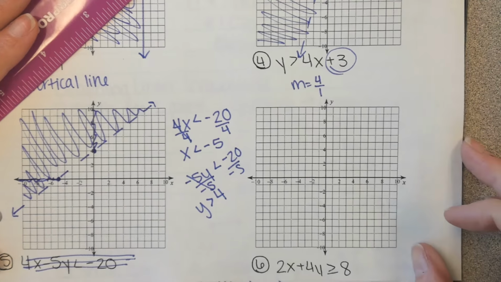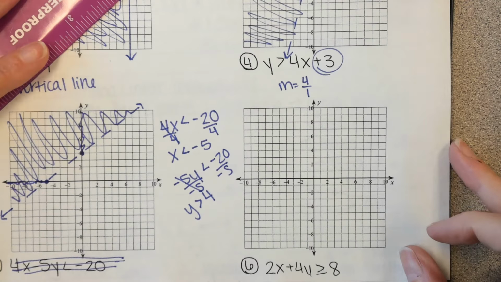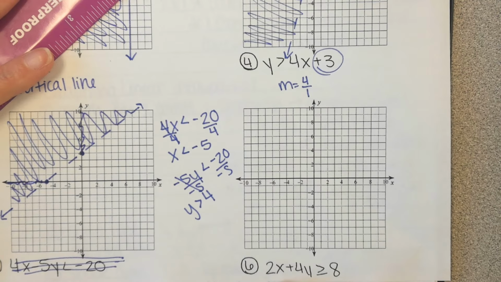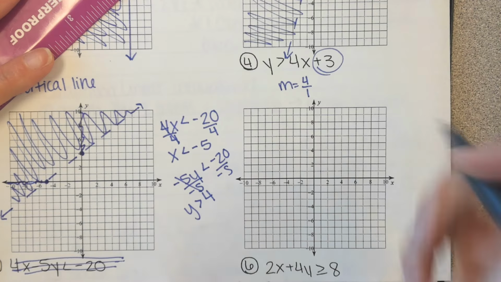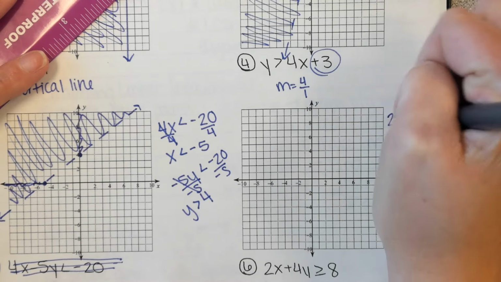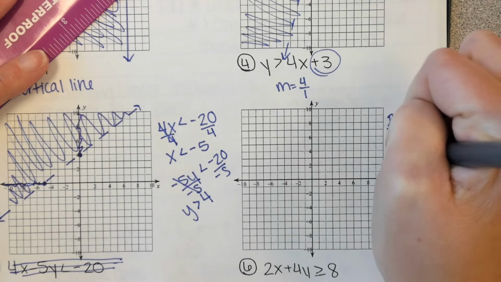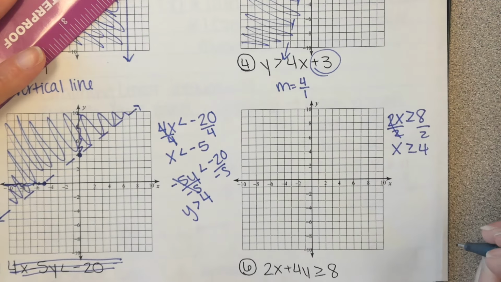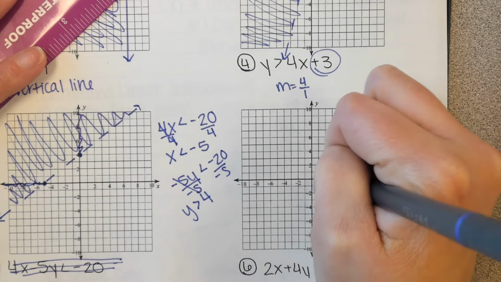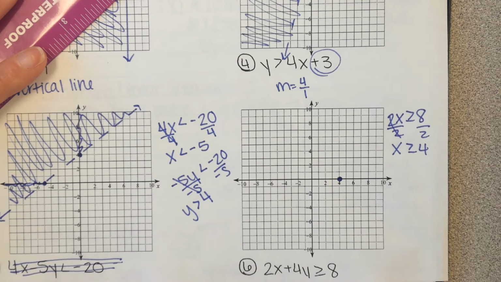Okay. Number 6, we're going to do the same kind of thing. 2x plus 4y is greater than or equal to 8. Cover up 4y. We have 2x is greater than or equal to 8. Divide by 2, and you get x is greater than or equal to 4. So I'm going to go to 4 on my x and make a dot.